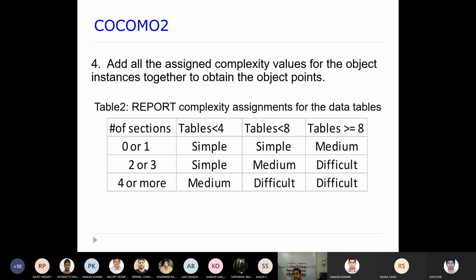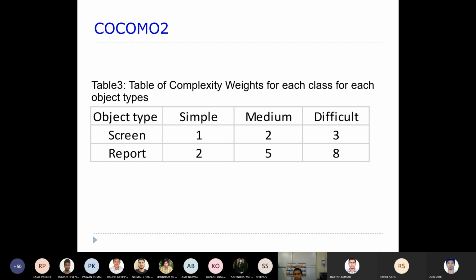Let's say you have object instances, so for the first object instance you have given a weight of 4. For the second object instance, maybe the weight you assigned is 3. For the third object instance, maybe a weight of 2. Then 4 plus 3 plus 2 will be the total number of object points. So this is the way we are going to calculate. Usually the points are given like this.